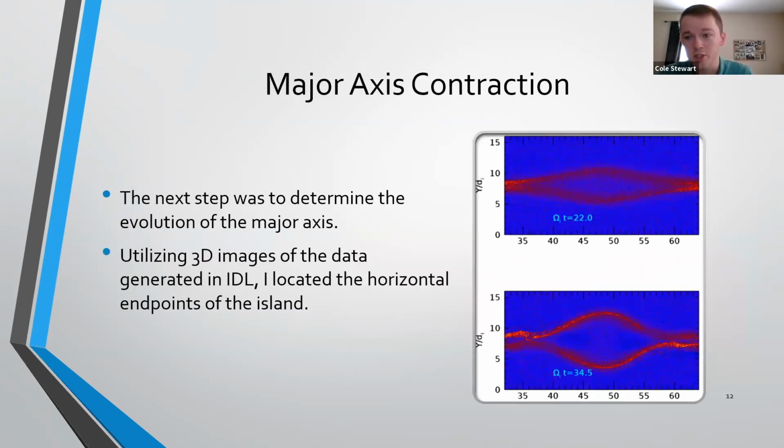The next step was to determine the evolution of the major axis. Utilizing 3D images of the data, which I generated in IDL, such as the two displayed on the right, I located the horizontal endpoints of the island. The top image of omega I t equals 22 corresponds to the 15th interval, which is i equals 14, and the bottom image corresponds to the final interval of i equals 39.